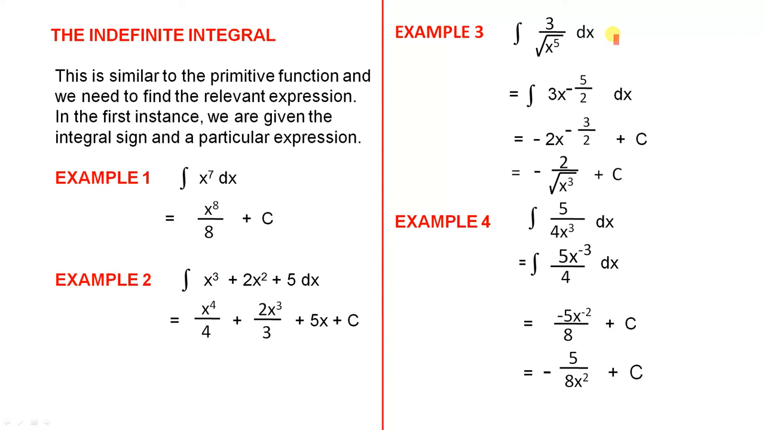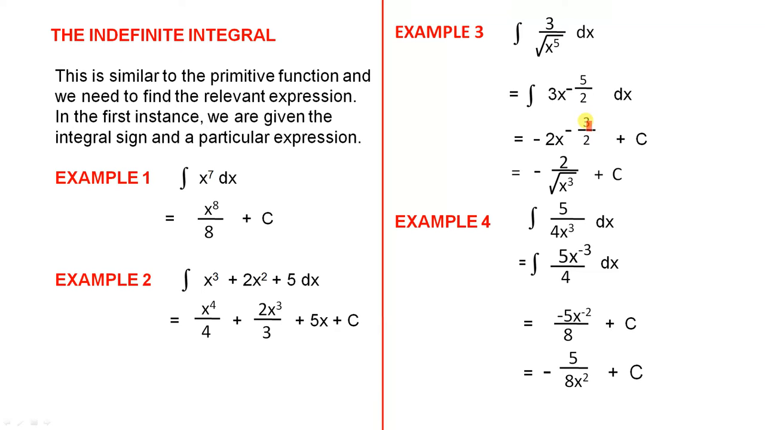Example 3. Now we have to rewrite this in a simple form. So 3 over the square root of x to the 5th. Now, 1 over x to the 5th is basically x to the minus 5 on 2. We saw that in very, very early videos. So 1 over x to the power of 5 is x to the minus 5 over 2. And there's your 3. Okay, so you remember you add 1 to that. So that becomes minus 3 on 2.